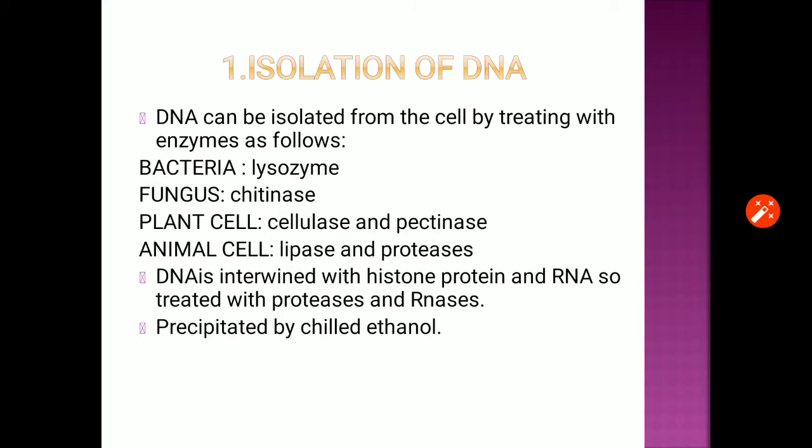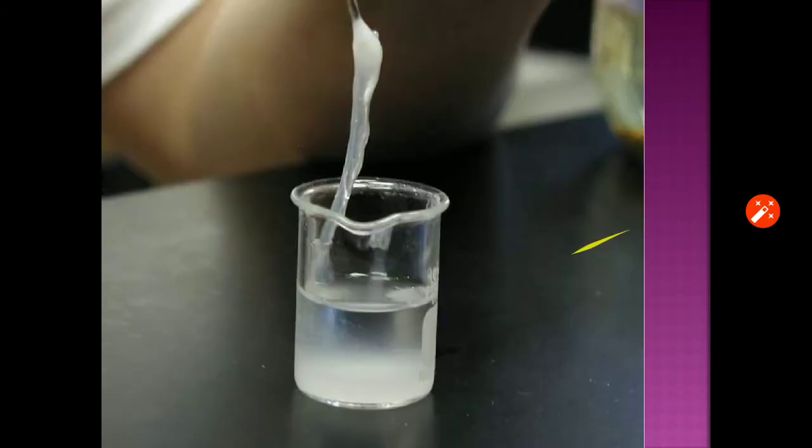Now the DNA is intertwined with histone proteins and RNA, so we treat it with proteases and RNases. Proteases are the enzymes which digest the proteins, and RNases are the enzymes which will digest the RNA, and we will get the DNA strand. Now we'll extract the DNA by treating this solution with chilled ethyl alcohol, and we'll get the strands of DNA. This is the image which is showing how we'll get the DNA strands.